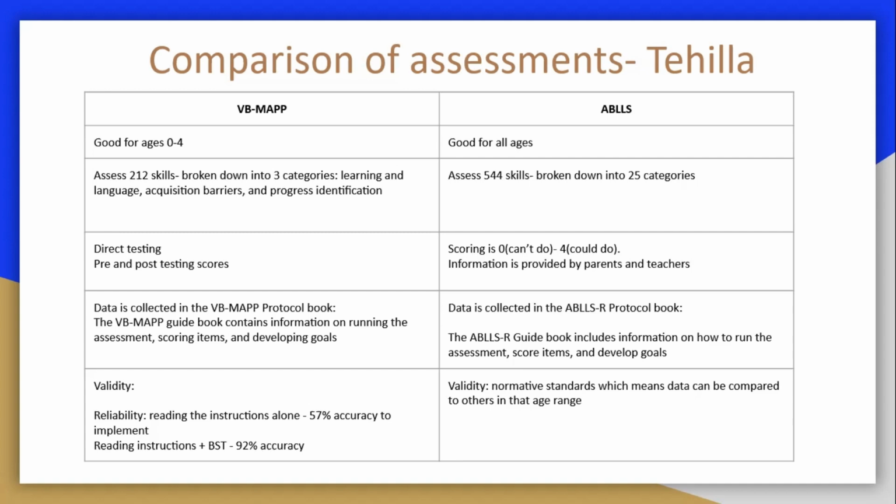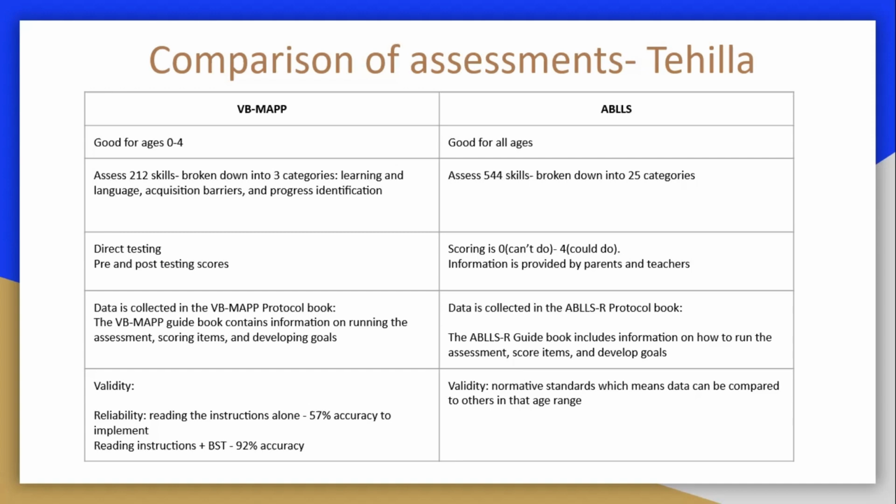The VB-MAPP has direct testing. They see the pre-test score and the post-test score, while the ABLLS assessment is like a 0 to 4 scoring range. And the information is provided by the parents and the teachers. So 0 is the child can't do the skill, and 4 is they're able to do it very well.